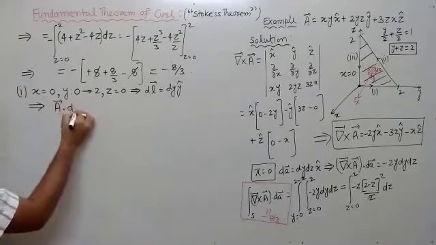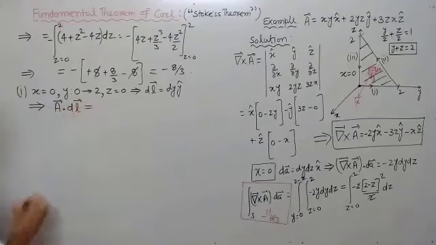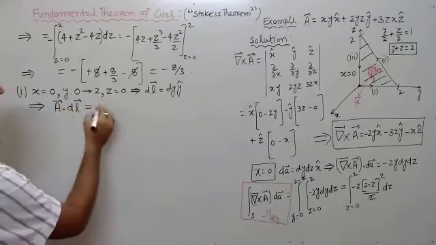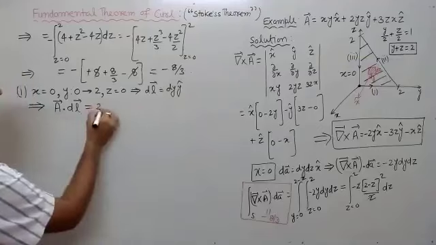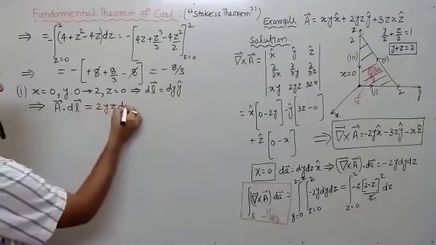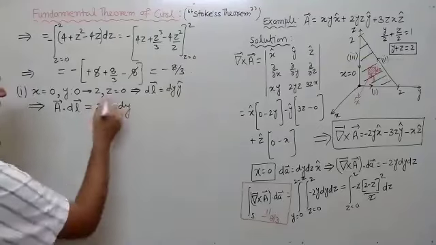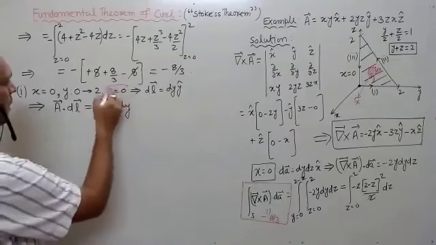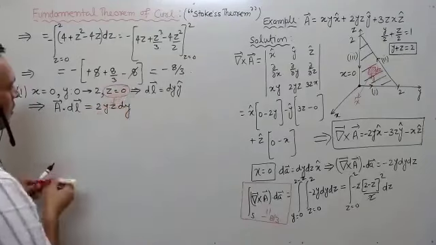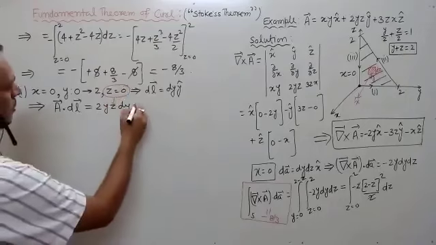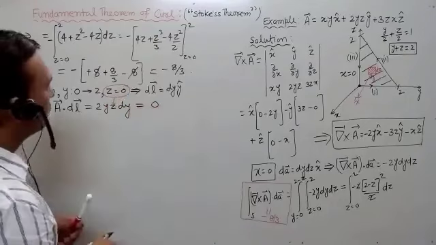Then A dot dl, if you take dot product, you will get 2yz dy. Now see, z is equal to 0 here. In this case, z is 0. So this integral will be 0.